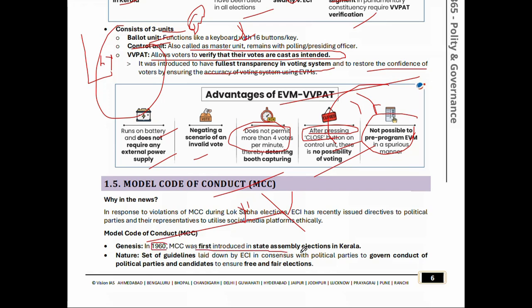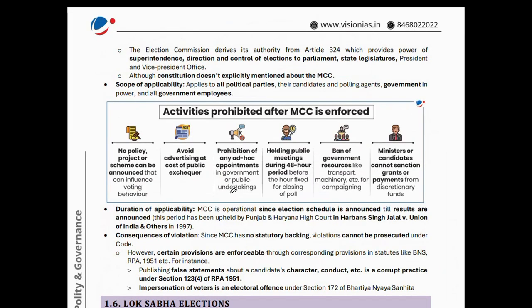What is its nature? It is a set of guidelines, led by whom? The Election Commission of India, together with political parties, to govern the conduct of political parties and to conduct free and fair elections. From where does the Election Commission derive its authority? Article 324, which provides the power of superintendence, direction, and control of elections to Parliament, state legislatures, and the offices of President and Vice President. Although the Constitution does not explicitly mention the MCC, it means nowhere in the Constitution is the Model Code of Conduct mentioned.